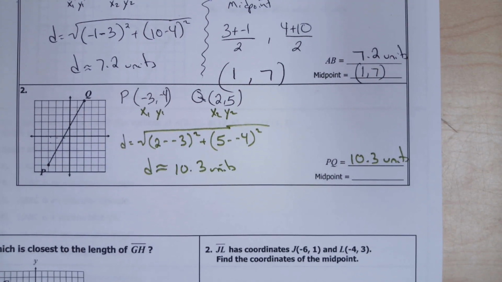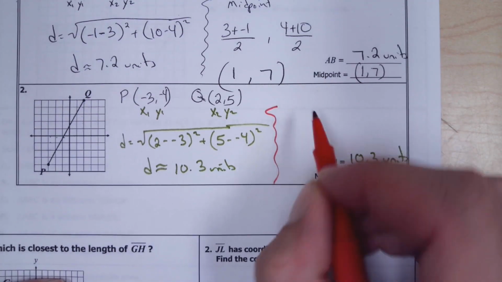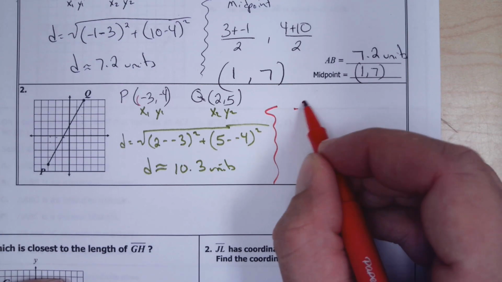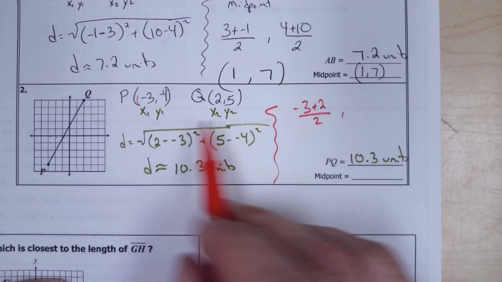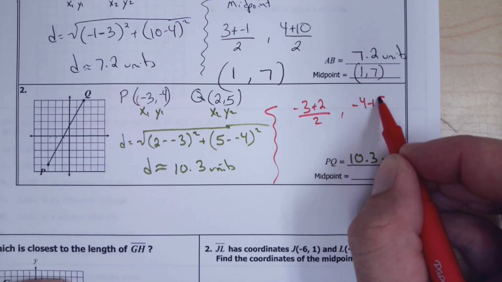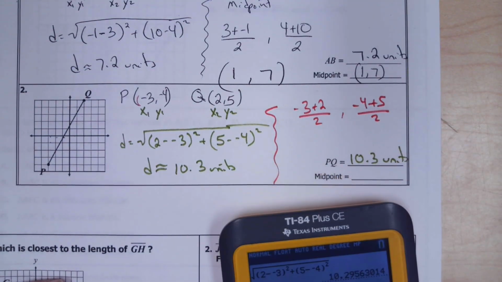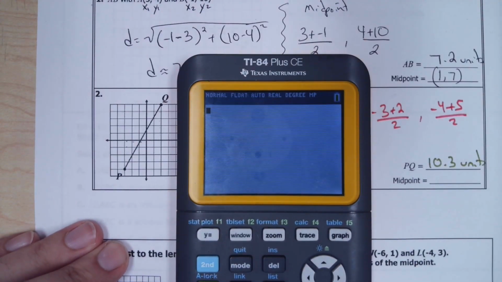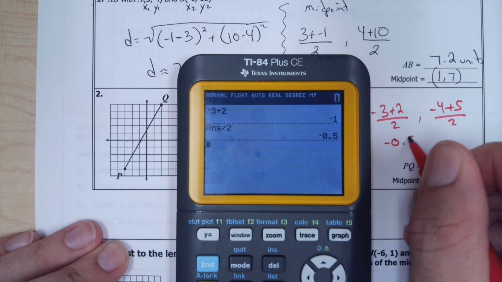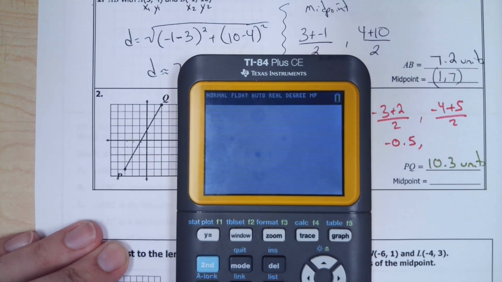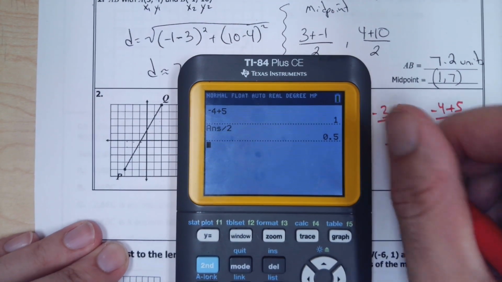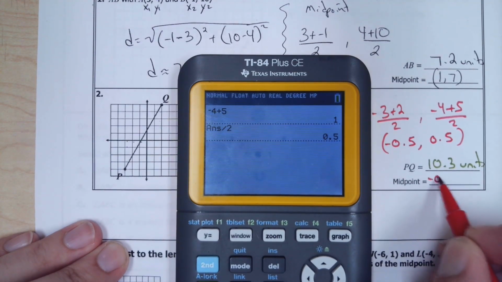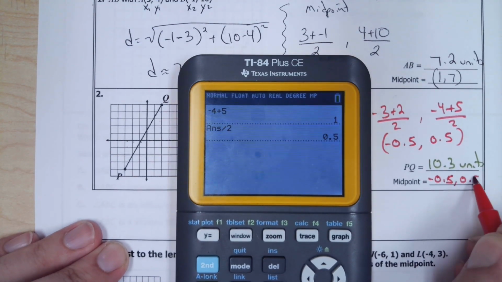Next up, we got to do midpoint. So midpoint, that's going to be our x's plus each other. So -3 plus 2 divided by 2. And then -4 plus 5 divided by 2. Alright, so -3 plus 2, enter. -1 divided by 2, negative 0.5. So negative 1/2. And then go to the next one, negative 4 plus 5, divide that by 2, positive 0.5. That's it. So negative 0.5 and positive 0.5.